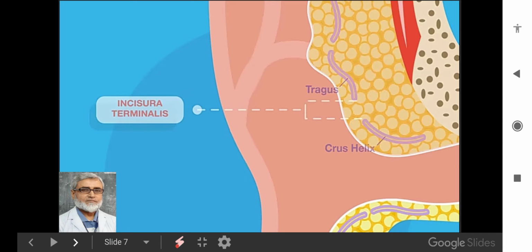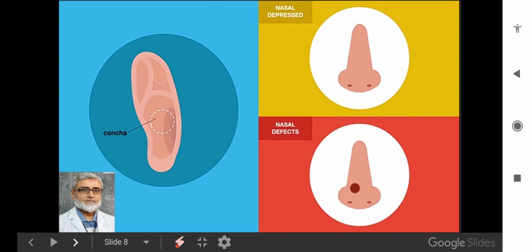Come to the next slide. See here, this is the concha and incisura. Along the incisura you can give the incision. We can take the cartilaginous part for reconstruction of a deviated nasal septum or the ala of the nose. Even this area, the ear lobule, is fatty, and it also helps in reconstructive surgery of different parts of the nose.